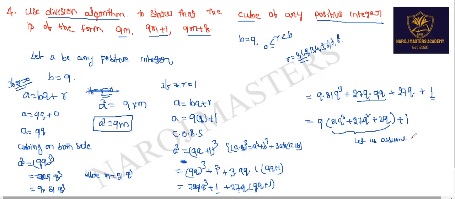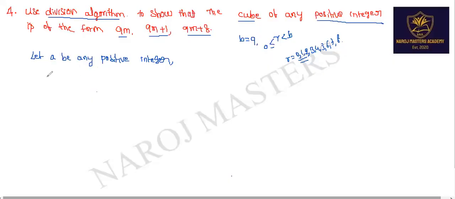Let us assume 81q³ + 27q² + 3q = m. Then write 9 into (m + 1), that is equal to a³. After that, substitute r = 2, and we know the value of b here, b = 9, in the equation a = bq + r.